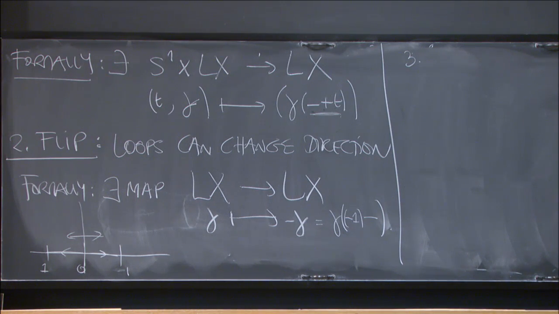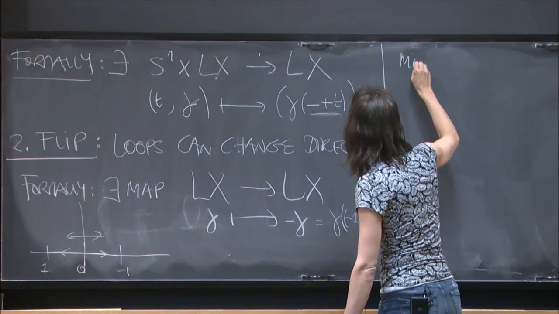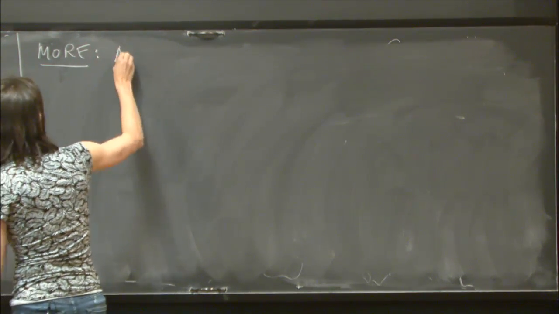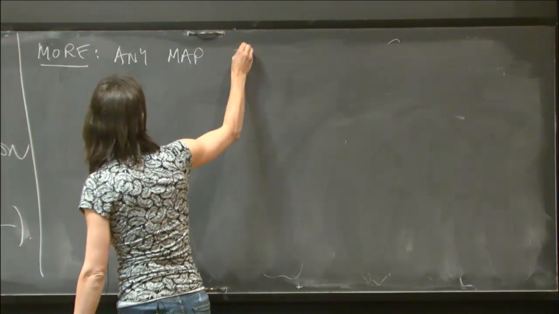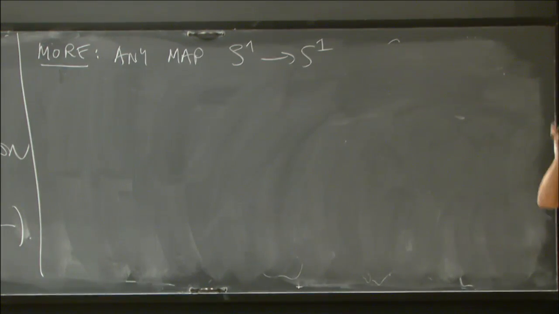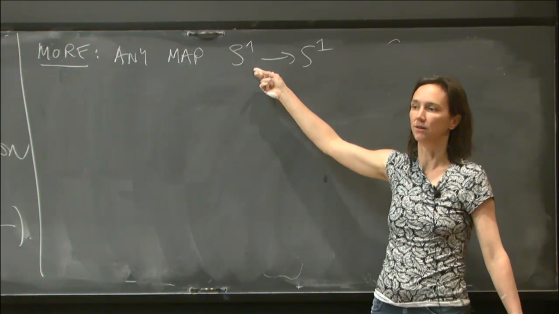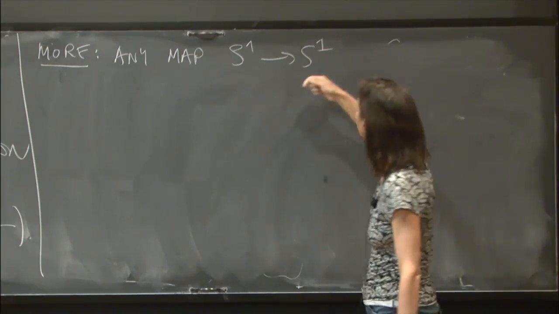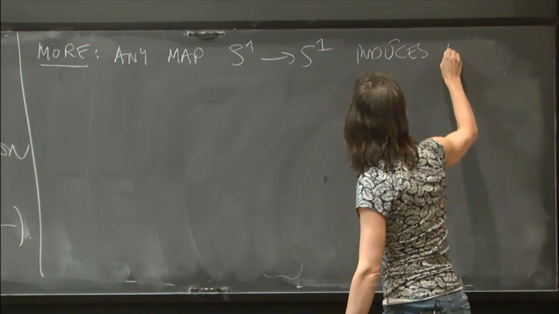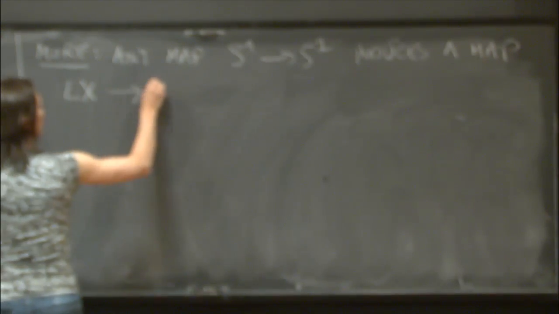Change speed, oh yes, that's a huge thing we could do. In fact, what am I really doing here? Any continuous map from S1 to S1 is a reparametrization. What I've done is I flipped S1. This is a map from S1 to S1, and I have rotated S1. This induces a map from the loop space to the loop space.